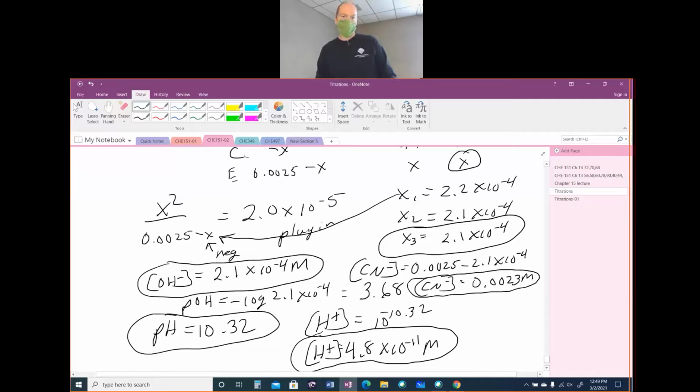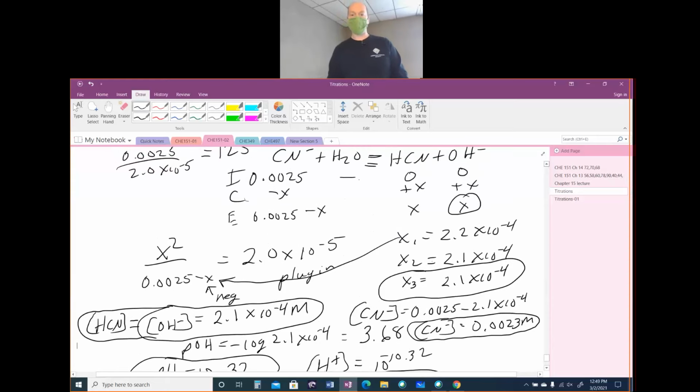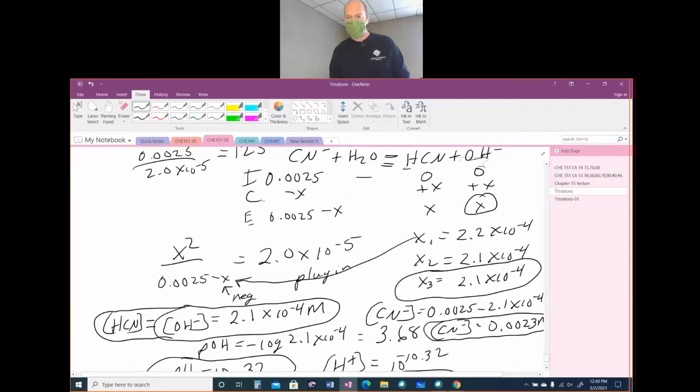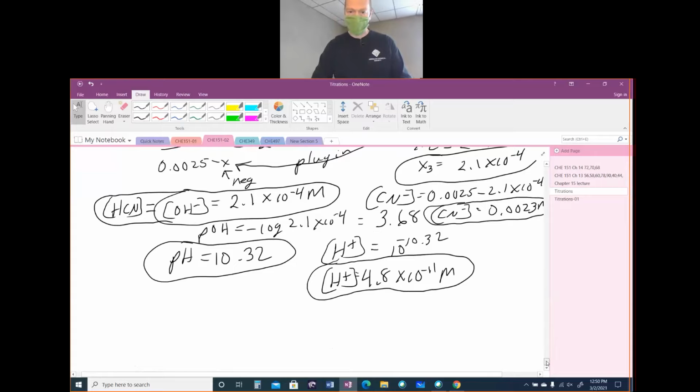And then your OH minus is the X value, that is also equal to your HCN concentration, because they are both equal to X. So if you scroll back up here, you see that your OH minus and your HCN are equal to the X value. All right, and so that answers all the questions that is asked on that one. It wanted all the concentrations and it wanted the pH.